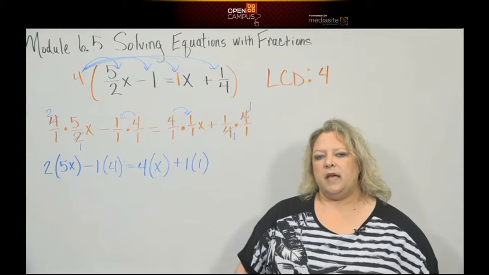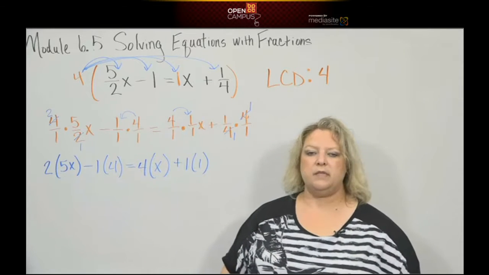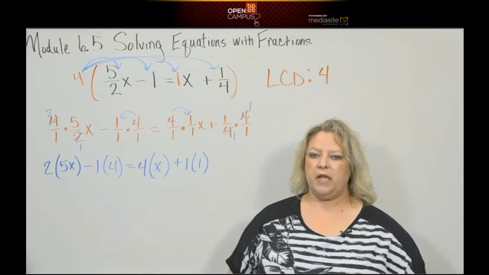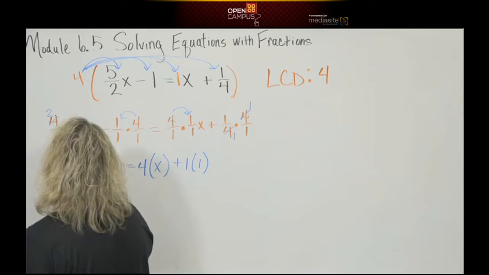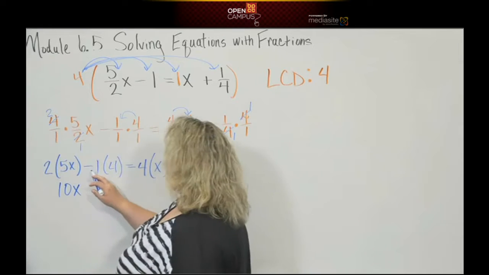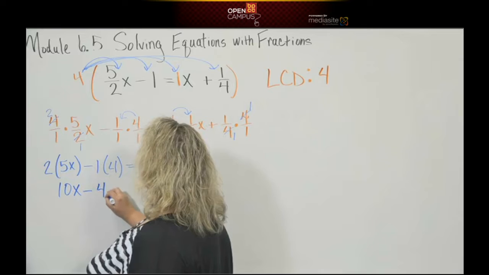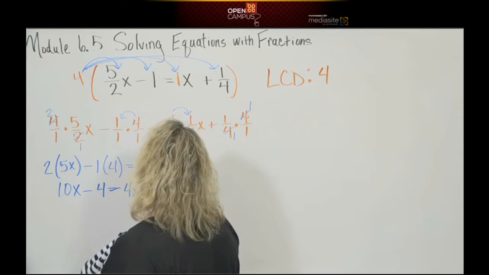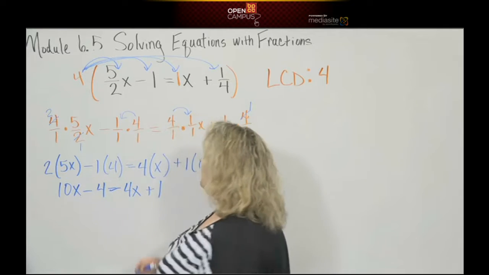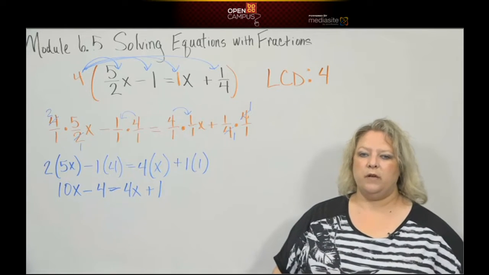Once you get to this step, again, what do you have to do? Get rid of those parentheses by doing our step of multiplication. So let's do that. We have 2 times 5x is 10x. 1, which is a negative 1, times 4 gives me negative 4, is equal to 4 times 1x, which is 4x, and then 1 times 1 is 1. So I'm left with 10x minus 4 is equal to 4x plus 1.